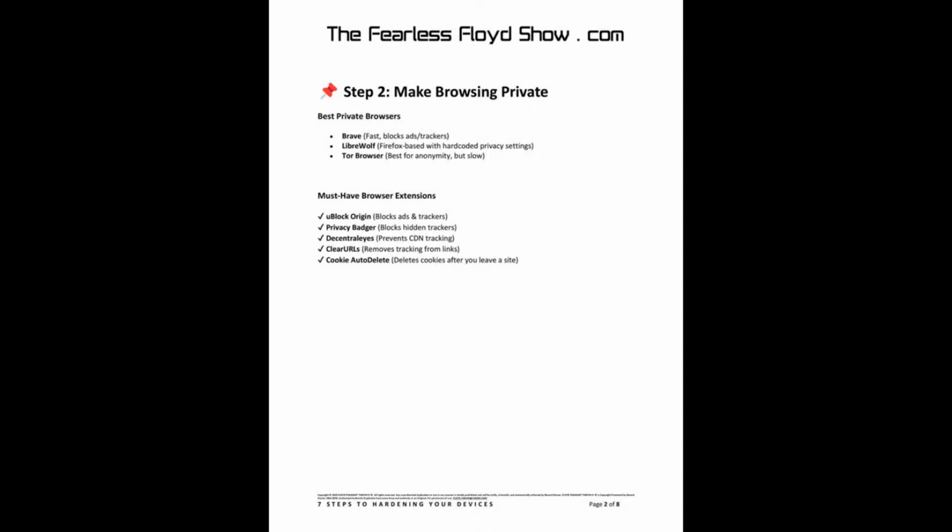Must-have browser extensions. uBlock Origin, blocks ads and trackers. Privacy Badger, blocks hidden trackers. Decentraleyes, I like my version better. Decentraleyes prevents CDN tracking, and I do not know what CDN stands for. Next would be ClearURLs, removes tracking from links. Cookie AutoDelete, deletes cookies after you leave a site.